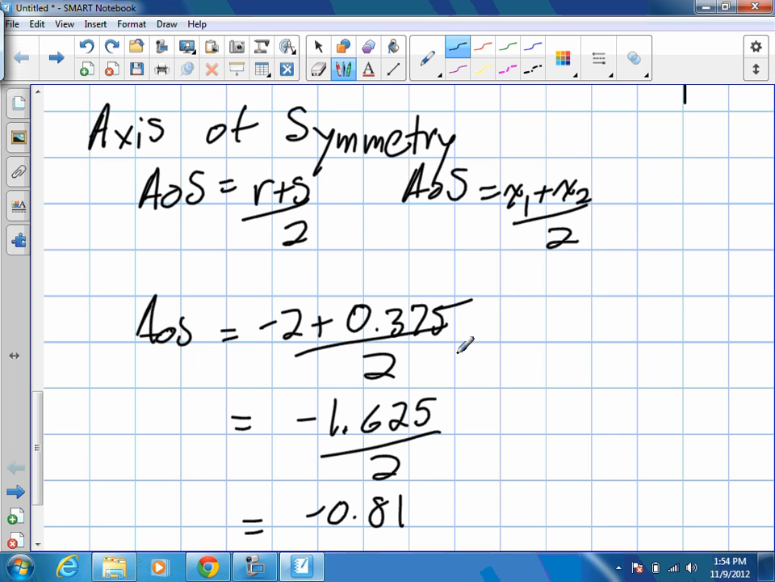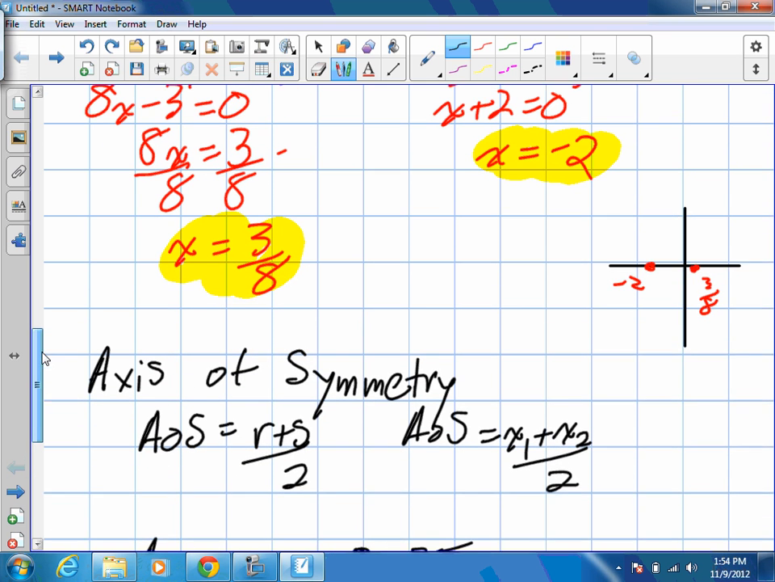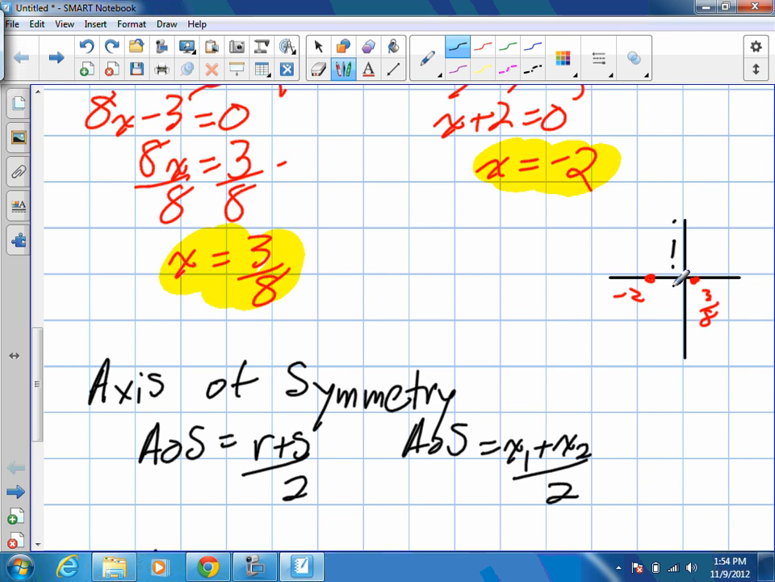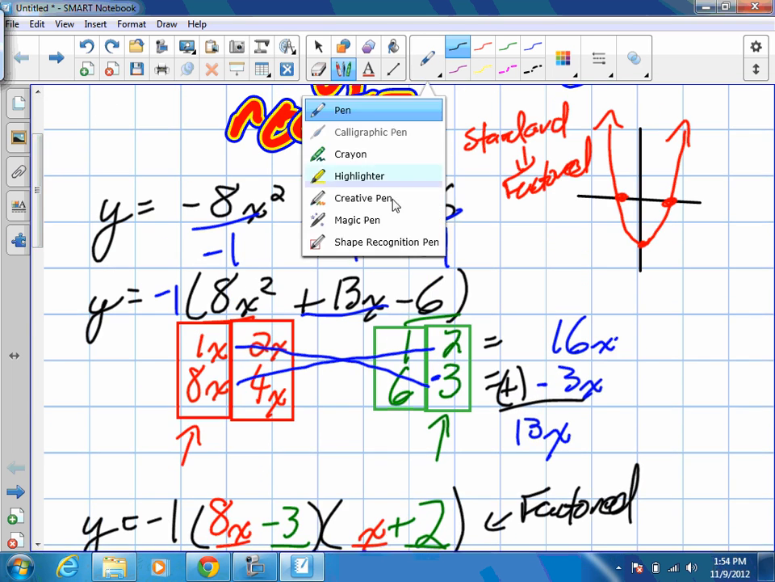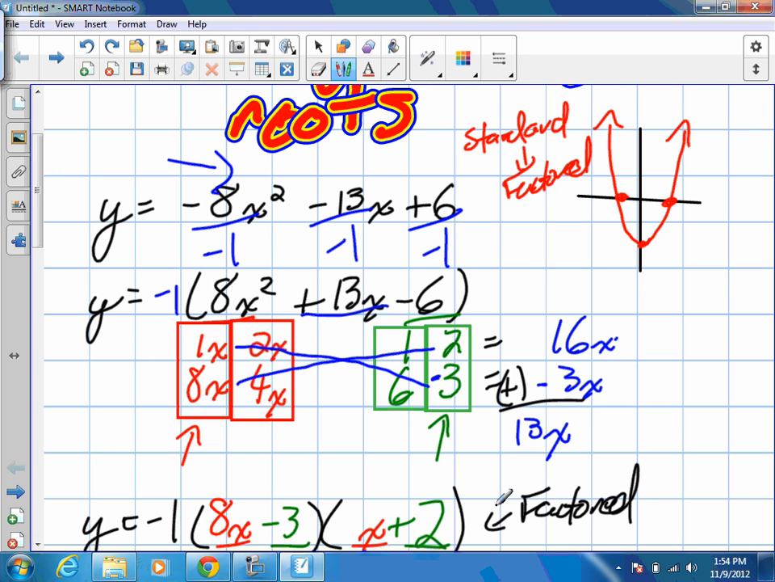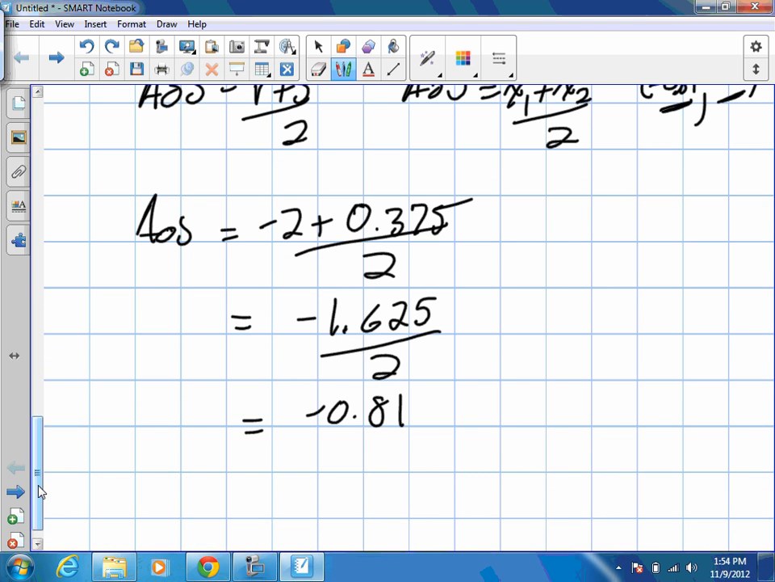Now, what that is, is our axis of symmetry, and it's also the x value of our vertex. To find the y value, we take this x value and plug it into either the standard form, which we started with, or the factored form we found. Both will give us the right answer. So this is why I need your calculators out. We're going to do it both ways, standard and factored.